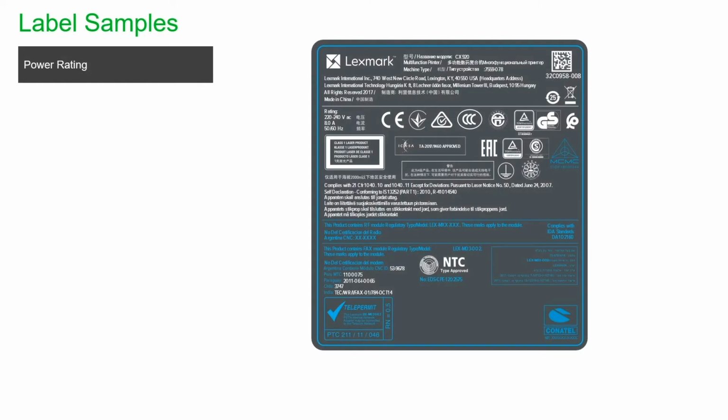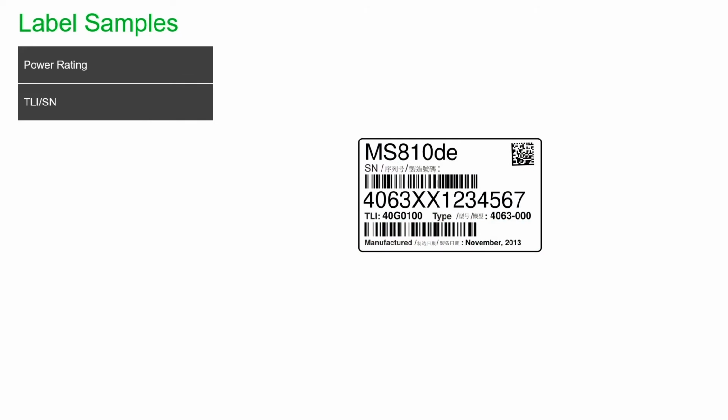Packaging engineering supports many different types of labels. Some examples are power rating labels that are applied to products and display safety, telecom, EMC certifications, and unique geo-specific requirements. TLI serial number labels that are found under the front cover of our printers and contain information needed for manufacturing and service.